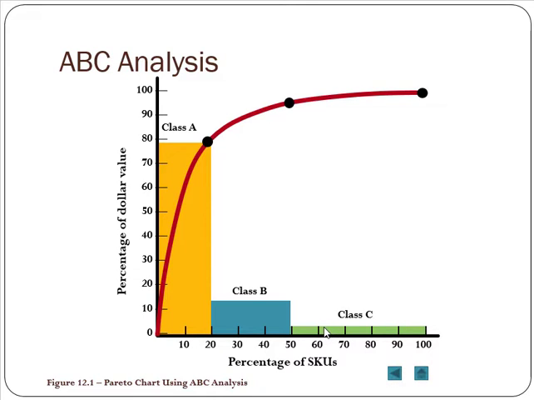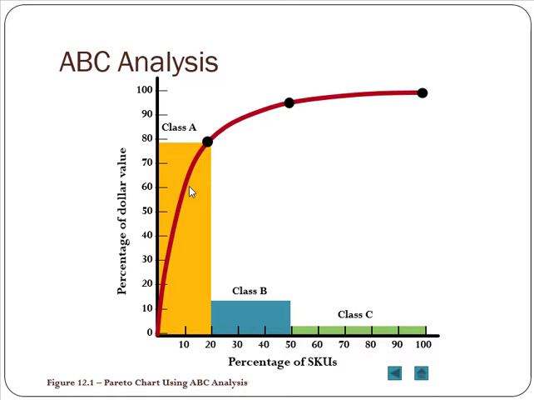On the other hand, class C items are of very low value, but they account for a large quantity. In this case, it's 50%, but it only accounts for less than 10% of the total value. And class B is in between. So based on the value and the quantity of these items, we can classify them into A, B, and C. So class A are expensive but few items.